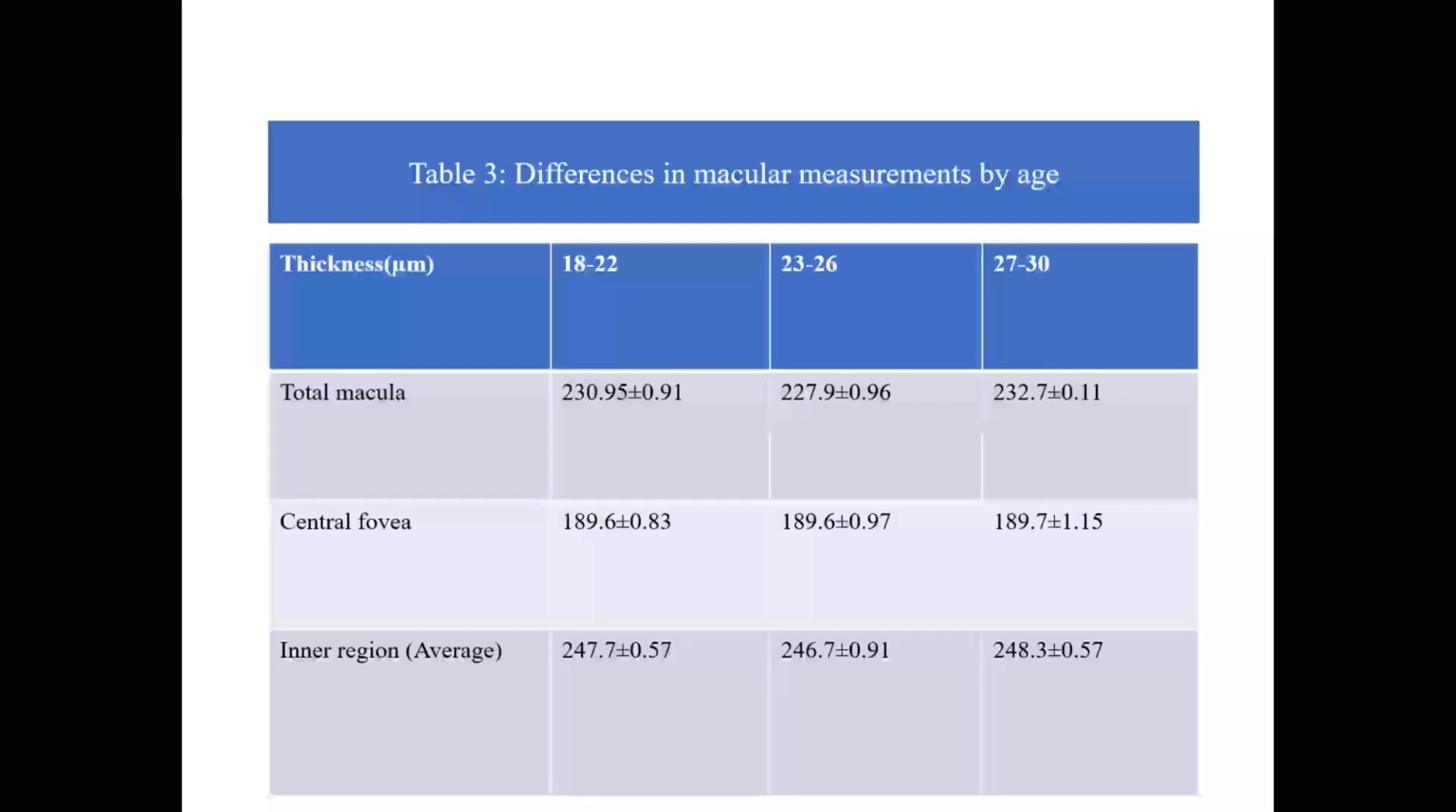Table 3 shows differences in macular measurements in terms of age. Here also, for total macular, central fovea, and inner region thickness, in age 18 to 22 it was 230.95 plus or minus 0.91, whereas in 23 to 26, the total macular thickness was 227.9 plus or minus 0.96, and 27 to 30, it was 232.7 plus or minus 0.11. Central foveal thickness for age group 18 to 22 was 189.6 plus or minus 0.83. 23 to 26 years, it was 189.6 plus or minus 0.97. And age group 27 to 30, the central foveal thickness was 189.7 plus or minus 1.15.